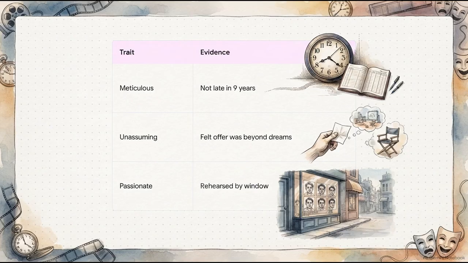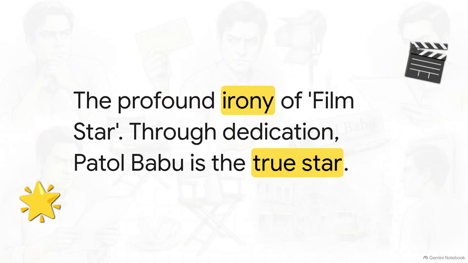That is essay gold. You also really need to grasp the profound irony of the title itself, Patol Babu, film star. In the literal Hollywood sense, Chanchal Kumar is the film star of the movie they're shooting, but Satyajit Ray is making a much deeper point. By dedicating himself entirely to his craft and treating a one-word role with the exact same reverence as a Shakespearean monologue, Patol Babu completely elevates himself. In the context of the story's moral universe, Patol Babu is the true, undisputed star.